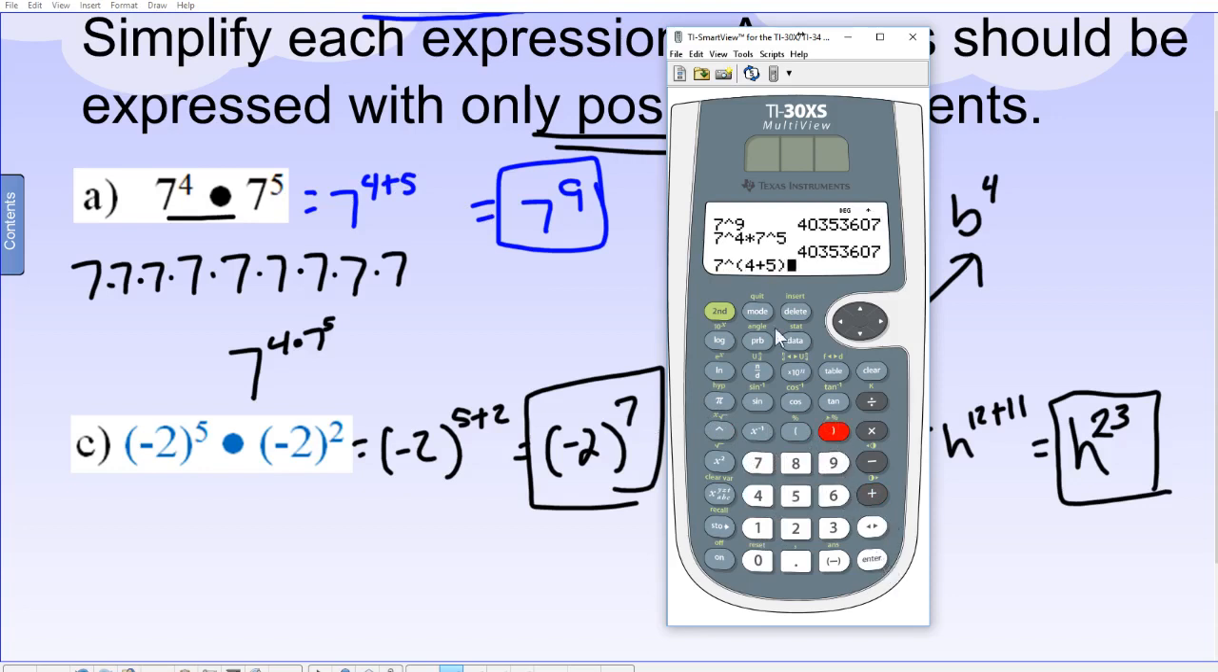Parentheses. So it's going to add these together first to get to the 9th power. Same answer again. Okay, so I was just showing this a couple different ways so you can verify. You can try it on your own calculator to see that when you add the exponents together, two powers being multiplied together, you add the exponents and you get the same equivalent answer.